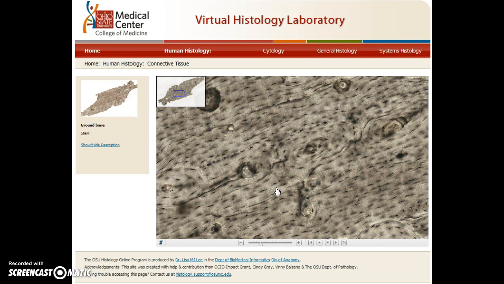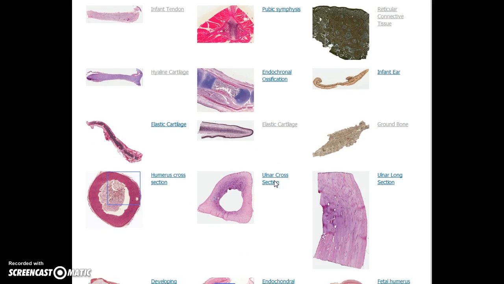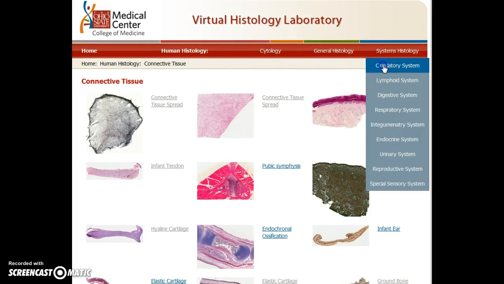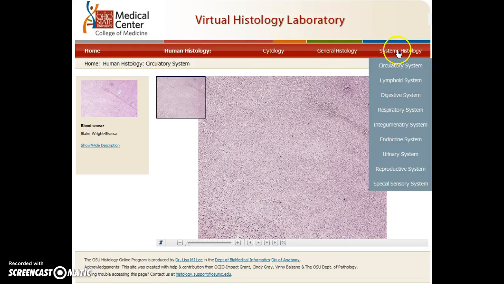All right, the last connective tissue to look for is blood. And so we'll look for a blood smear. So we'll go back to the circulatory system. I don't want a leukemia one though.